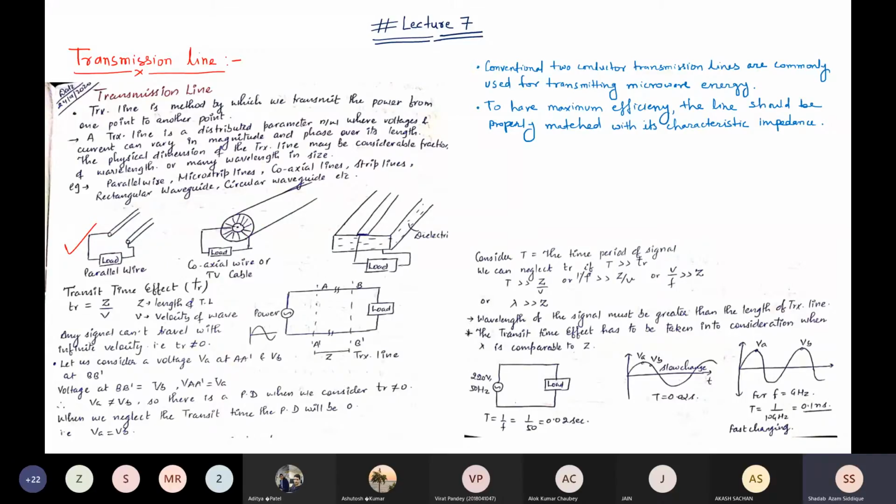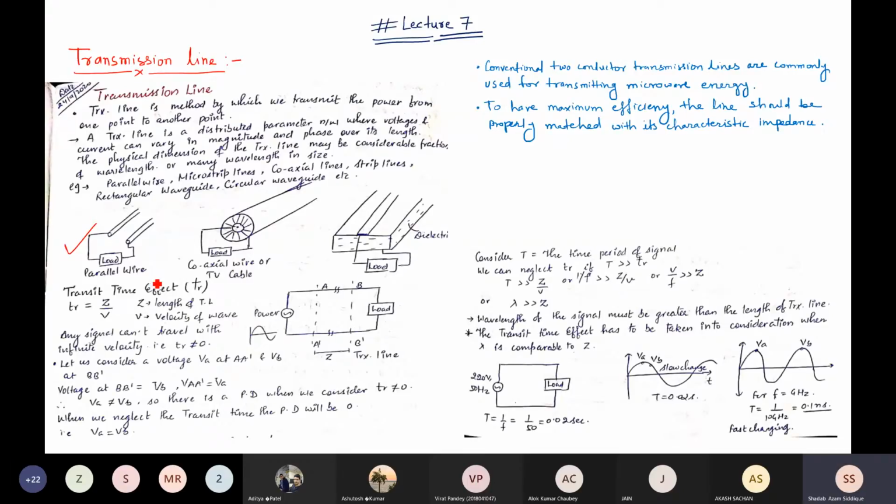Next, we have the rectangular waveguide. A waveguide is also called a transmission line. But there are a few differences between a waveguide and a transmission line, which we will see, but it is also called a transmission line. We have a circular waveguide. So different types of waveguide we have already seen.